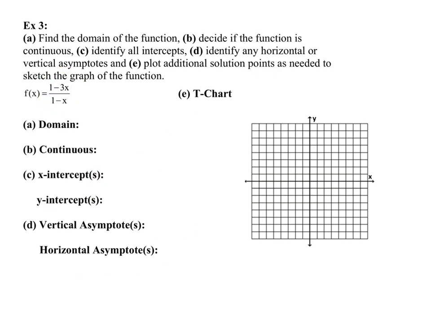All right, figuring out the domain. Once again, just set the denominator equal to 0. And it's all real numbers except x is equal to 1. All right, is it continuous? No, there's a gap in the domain. X-intercepts, set y equal to 0.